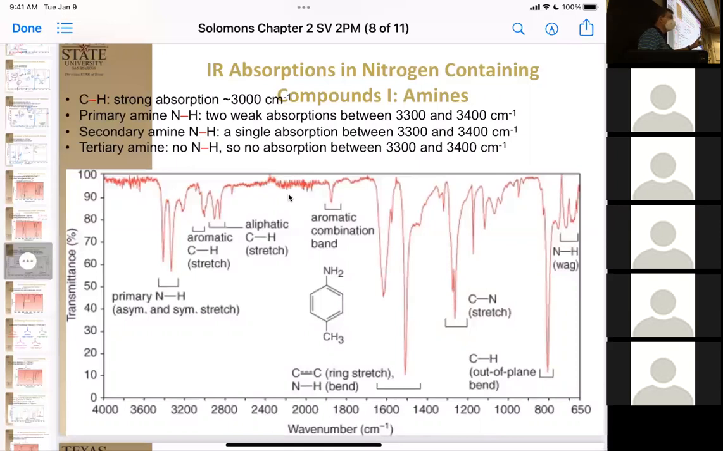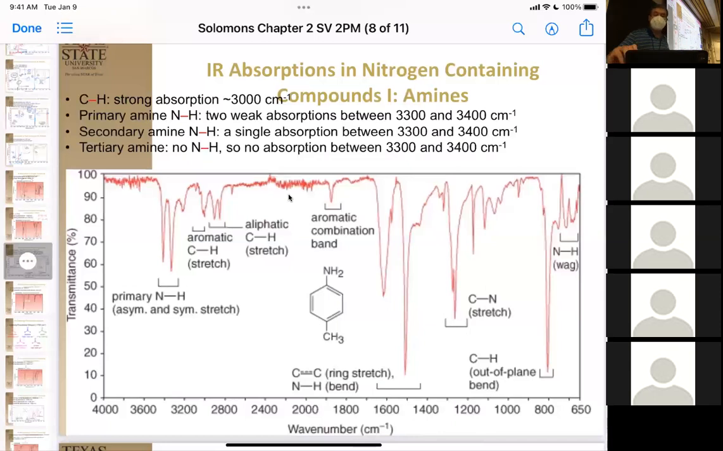But nitrogen's really cool because if you have 2 hydrogens on your nitrogen, it'll have 2 peaks, and they'll be slightly broad because of hydrogen bonding. If you have 1 hydrogen on that nitrogen, you'll have 1 peak and it'll be slightly broad. If you have no hydrogens on that nitrogen, you have nothing in that range.